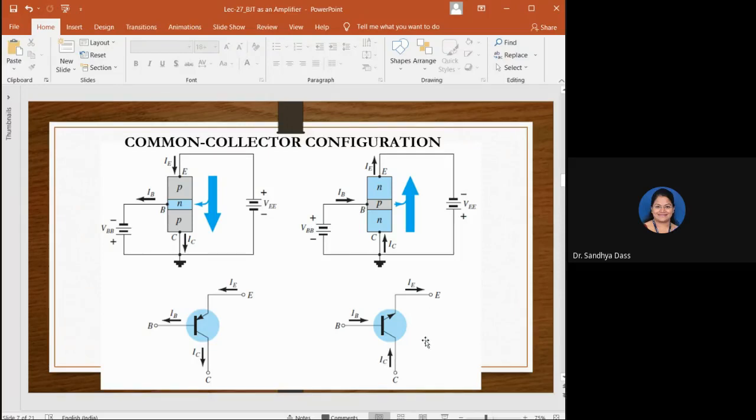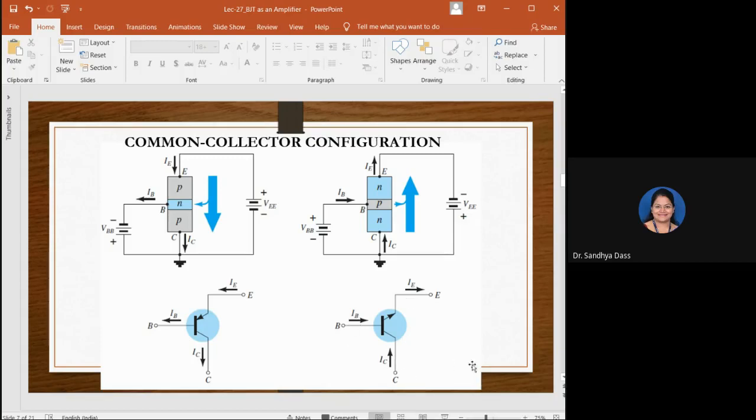Different configurations. You need not take down that. It will take more time. Anyway, I will share the slides. You just understand the things. Understand different terms there, input current and output current. I want you to concentrate on that.